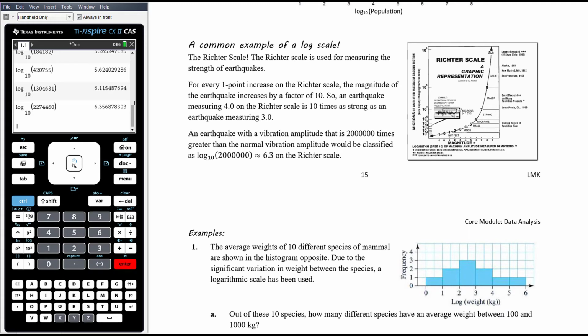The Richter scale is used for measuring the strength of earthquakes, but for every 1 point increase in the Richter scale, the magnitude of the earthquake increases by a factor of 10. So if you've got an earthquake with a Richter scale measurement of 3, and then another earthquake with a Richter scale measurement of 4, that's not just a little bit more of an earthquake, it's 10 times as big an earthquake. Okay, so the scale goes up in factors of 10, multiples of 10.